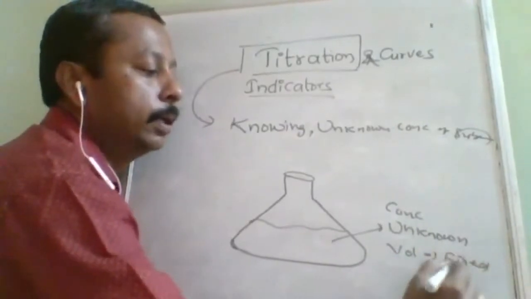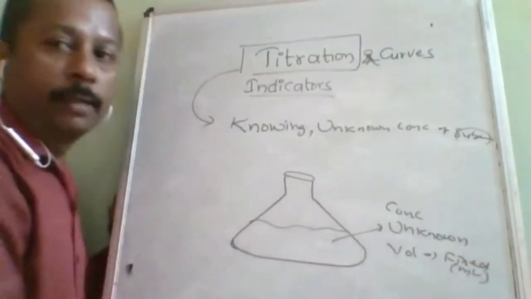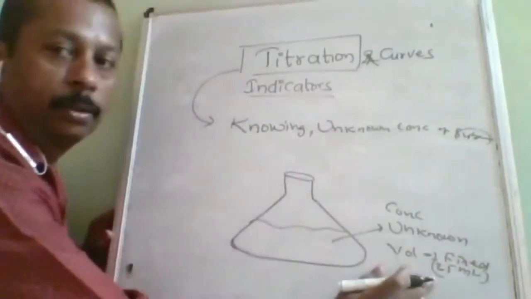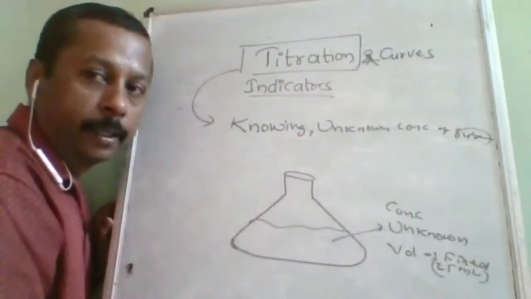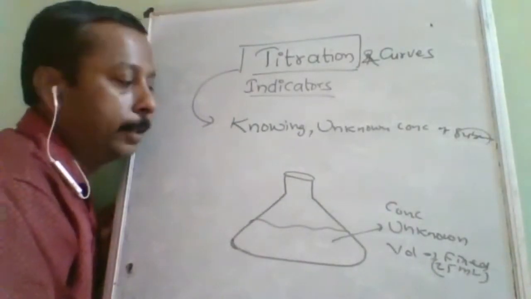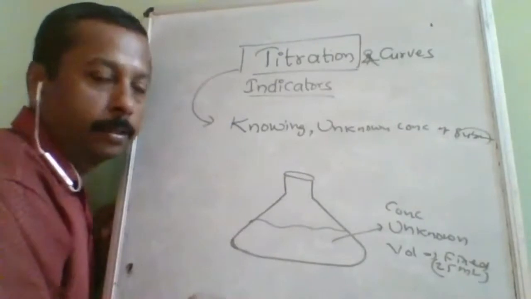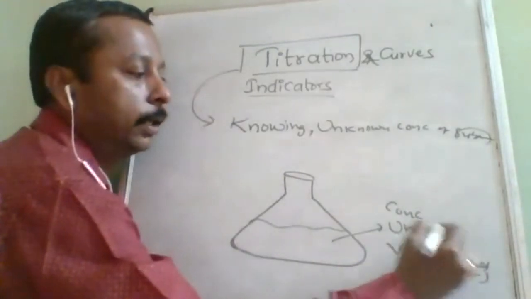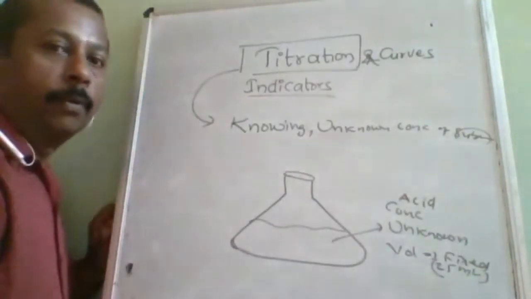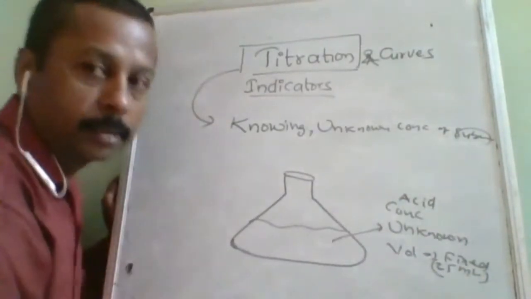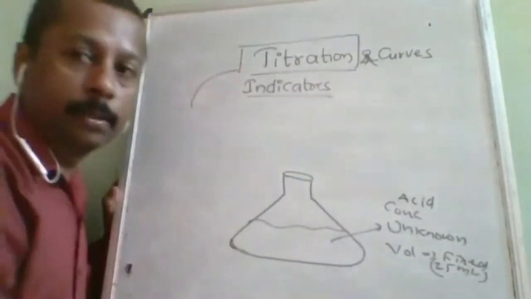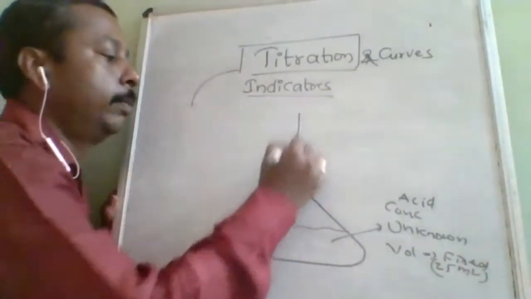In general in India we take 25 ml. Its volume is known, but what is not known? Concentration. Our intention is to find out the concentration of this unknown substance. Suppose here the concentration is unknown, an acid. Obviously we will take a substance which is a base, and its concentration must be known.